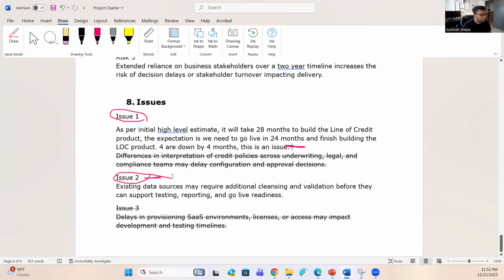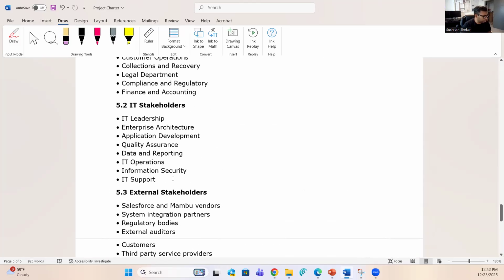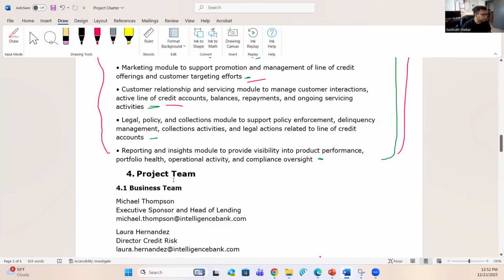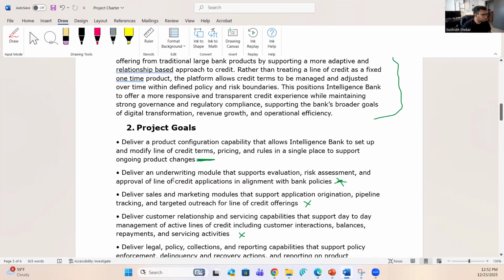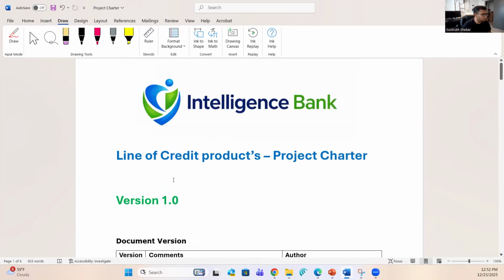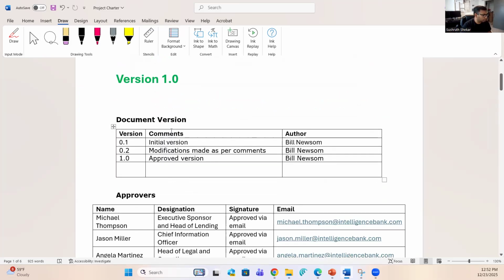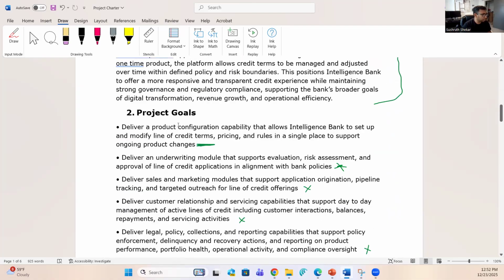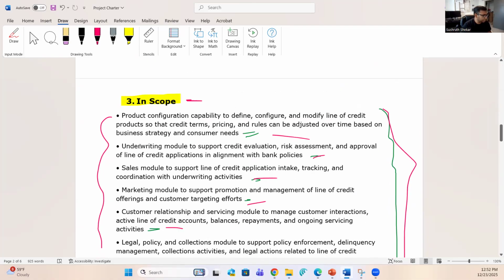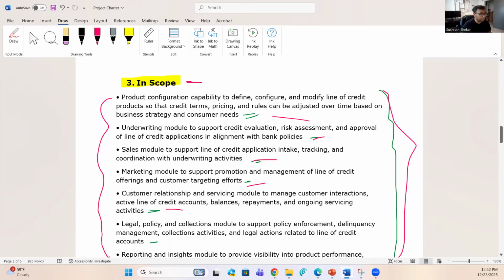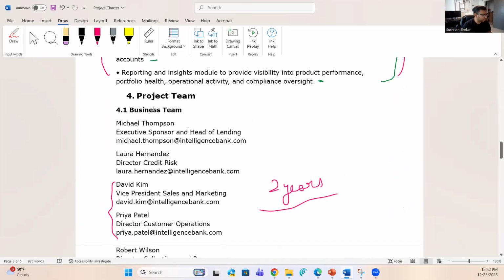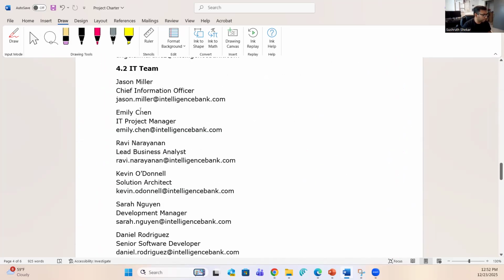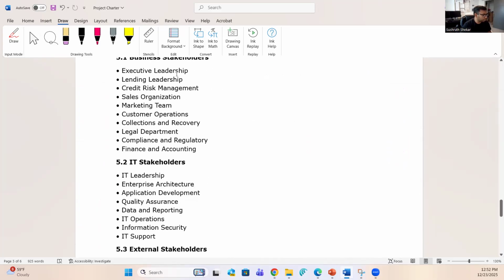So this is another section in the project charter. Just a brief overview. It has the document version, approvers, the business purpose, project goals, and in-scope items that the business analyst should be aware of. It also has the project team, which consists of the business team and IT team, and project stakeholders: business stakeholders and IT stakeholders who are impacted by the project.